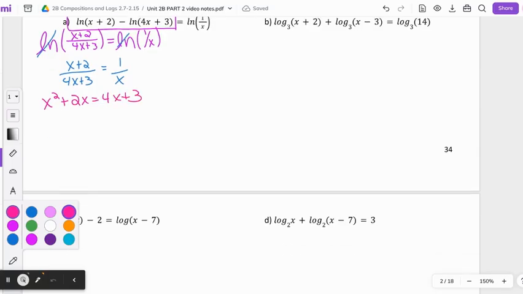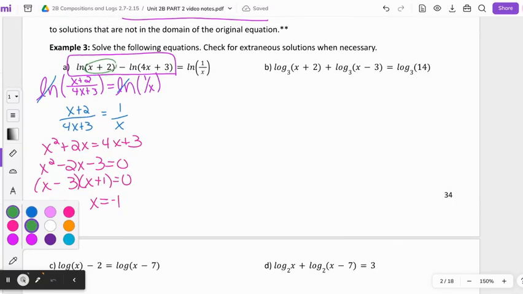Since I see an x squared, it's a quadratic, so we're going to get it equal to 0. Have some fun with factoring. I'll get two solutions here, 3 and -1. And now I'm going to go back up and check my original. So checking all of these and making sure that they stay greater than 0.